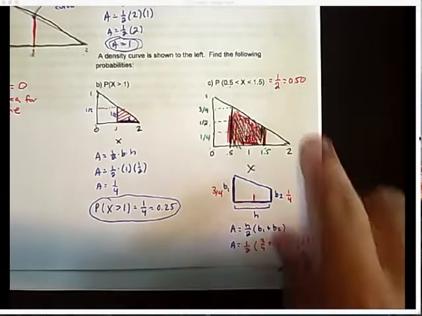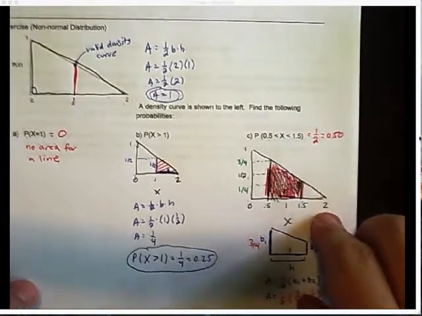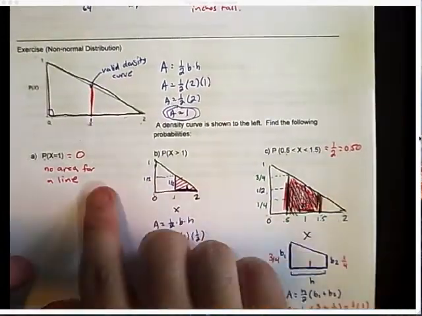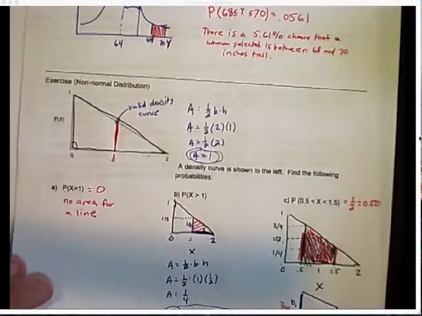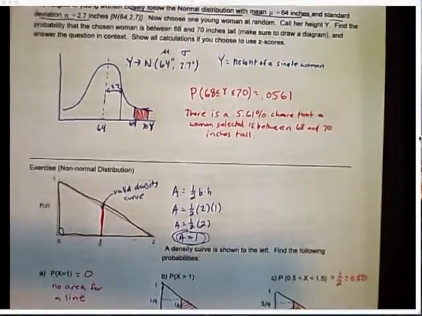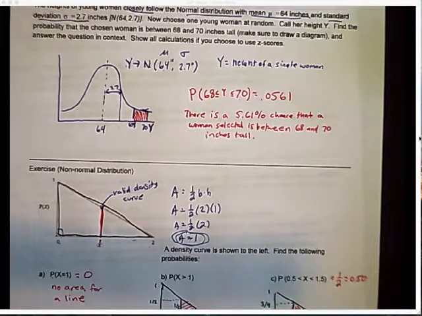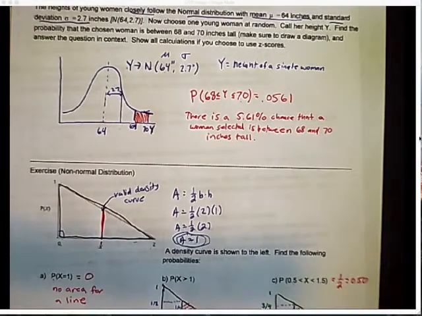So that's how you do continuous distributions that are not normal. You have to use your geometry knowledge. And that's where we're going to cut it off for today. We talked about discrete random variables, and how to find the mean and the standard deviation of discrete random variables, and we talked about continuous random variables.